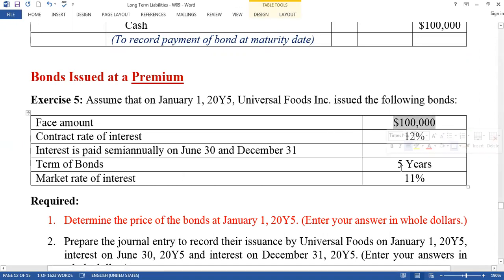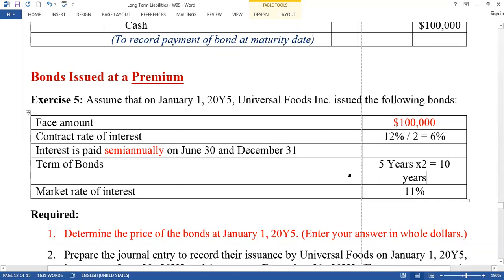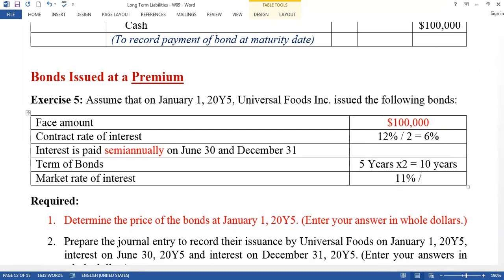Again, your face value or price of the bond is $100,000. This is your interest rate, right? Company's interest rate 12%. It is semi-annually. As it is semi-annually, then divide by 2, it becomes 6%. And 5 years times 2 equals 10 periods. And 11% is the market rate, compounded semi-annually, equals 5.5%. So you can see here, contractual interest rate is 12%, but market rate is 11%.